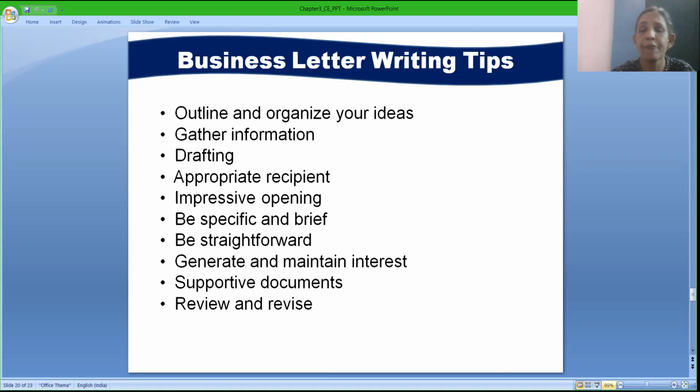Say, for example, if there is a mistake in the address, trust me, your letter is not going to reach the receiver at the right time, or it will never reach the receiver. So always make sure that you have the right address of the recipient so that the letter can reach them at the right time and in the right form.